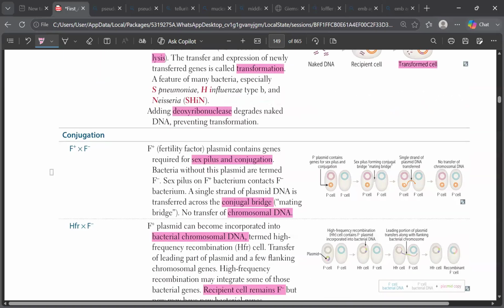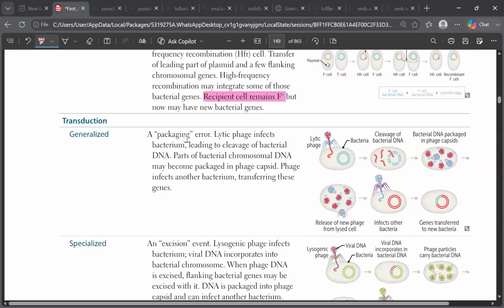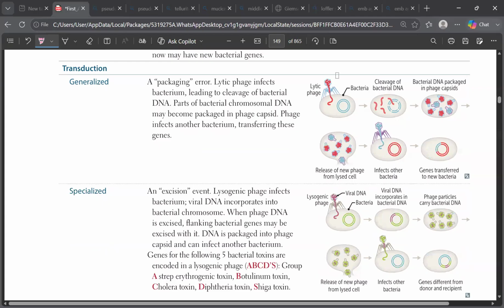So both of these are part of conjugation because there is a sex pilus forming, and this was transformation. Now we have transduction. Here we have a bacteria that has a lytic phage, or a bacteriophage, that causes its DNA to enter, and then there's the cleavage of the bacterial DNA. This phage causes cleavage. Bacterial DNA packaged in phage capsids.